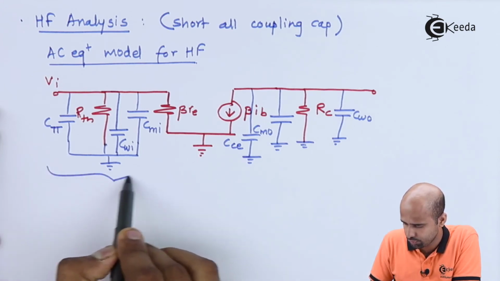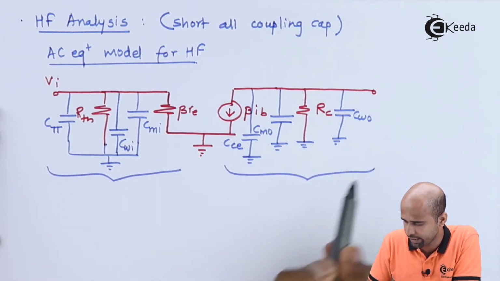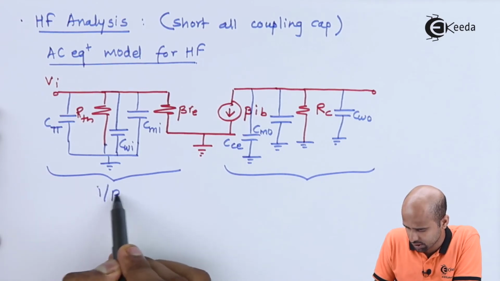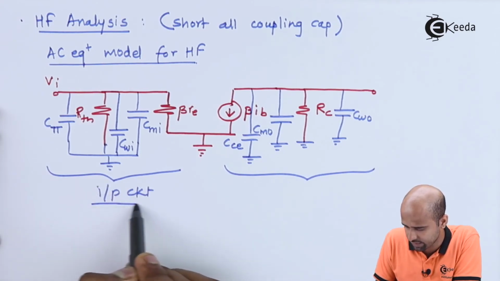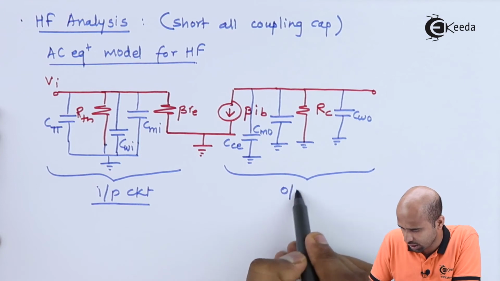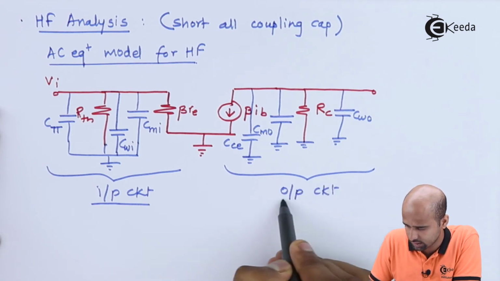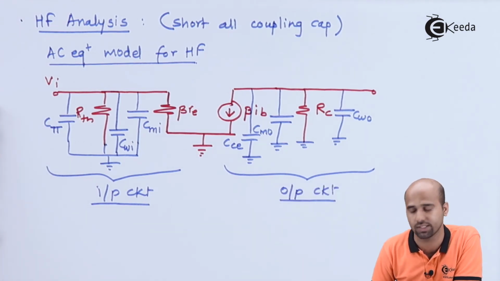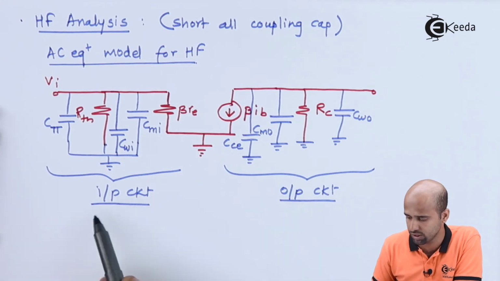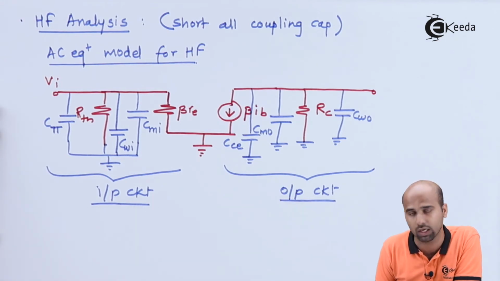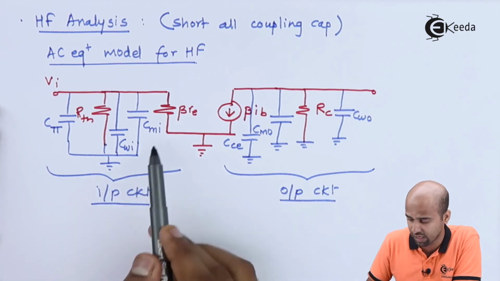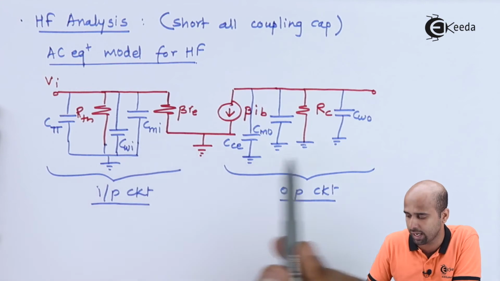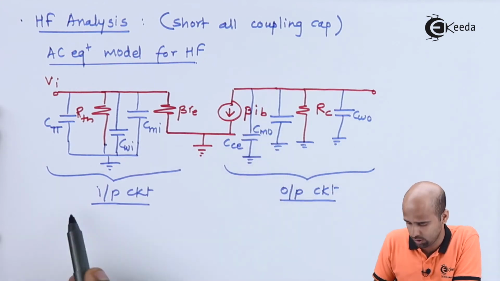So we'll bifurcate into two parts. One is input circuit, as we have done in high frequency analysis, and this is your output circuit, as we have done in high frequency analysis. So from both the circuits we will be getting the cutoff frequency at the high frequency side. But before that we have to calculate the value of CMI and CMO.